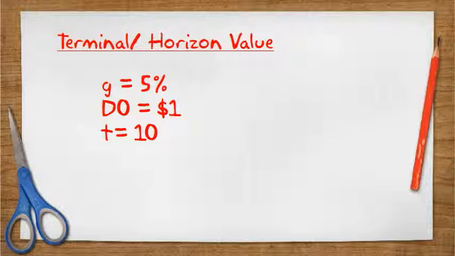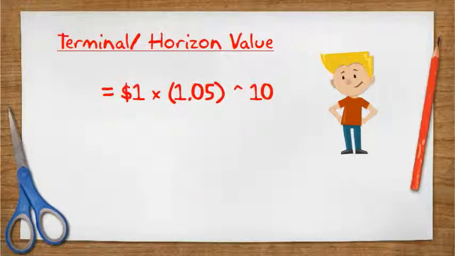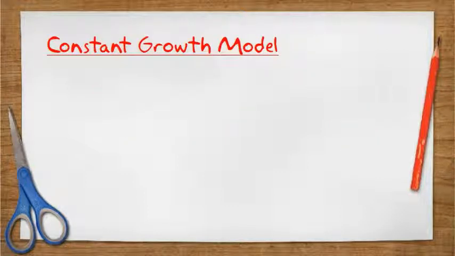Let's assume that Mike's company will grow by a constant rate of 5%. His current dividend is $1. To find his projected dividend in year 10, we can take today's dividend and compound it by 1 plus 5% raised to 10 years. This tells us that the dividend in year 10 will be $2.36.